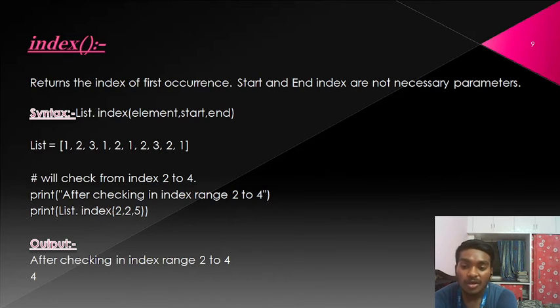Print list dot index of 2, from 2 to 5, between the values 2 to 5. 5 is not taken; up to n minus 1 values will be taken. We are calculating for 2. The output is: after checking index range from 2 to 4, yes, 2 is present at index 4.